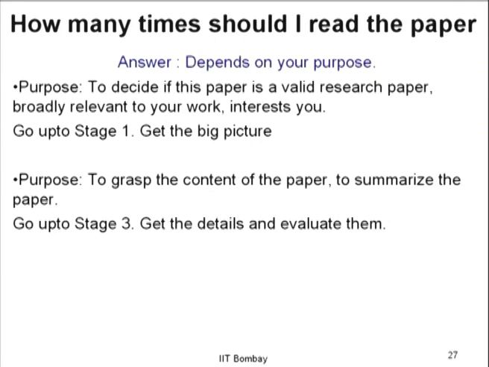If your purpose is to grasp the contents of the paper and to summarize it, for example, let's say you are writing a literature review section for your thesis, you have to be able to grasp the contents. Then you should go up to stage 3 where you are evaluating the paper. You are critically looking at whether the figures are consistent and whether the claims are correct, whether the solution is defended well, and so on. So you are looking at every piece of the paper and asking, is this correct, is this consistent, is this sensible, and so on.